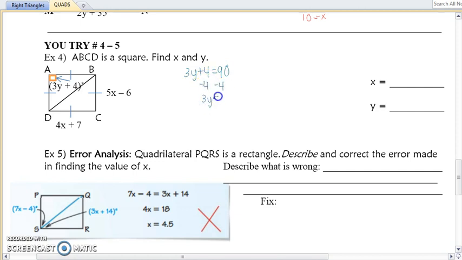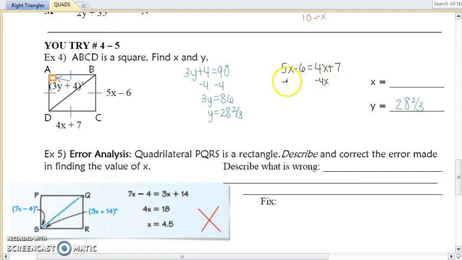So I'll get 3y is equal to 86, and we get y is equal to 28 2/3. And now we want to set up some type of equation for x. I know that I have a square, and in a square all sides are congruent. So if I'm looking for x, I have one side and another side measure, so I can set those two sides equal to each other to solve for this measure.